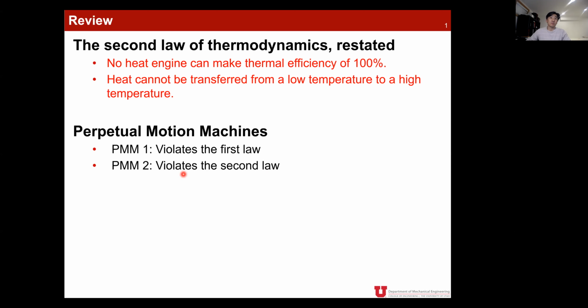There's another kind of perpetual motion machine, which is the perpetual motion machine of the second kind, or PMM2. That kind of machine violates the second law of thermodynamics. As we discussed just above, if someone claims that their heat engine can make thermal efficiency of 100% or higher than the efficiency of the Carnot cycle, then that is a type of PMM2.